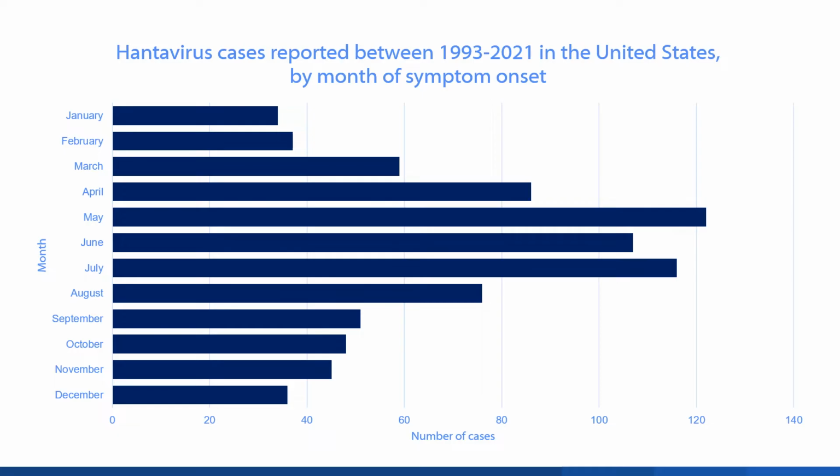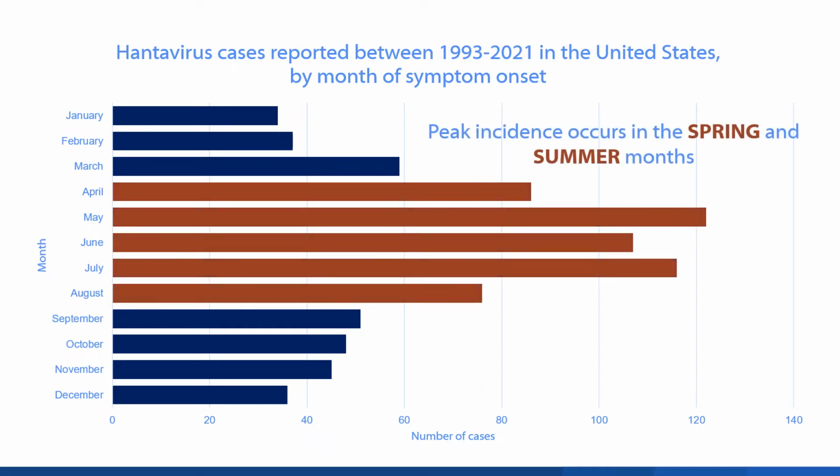This graph depicts reported hantavirus cases by month of symptom onset for the United States from 1993 to 2021. There is an increase in hantavirus cases during the spring and summer months, which correlates with large increases in deer mice populations in these seasons. This may also have something to do with rodent or human behavior.